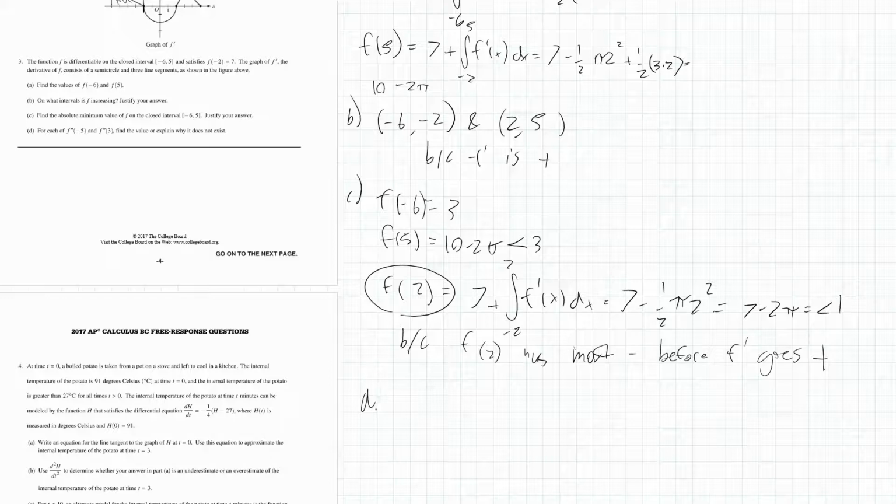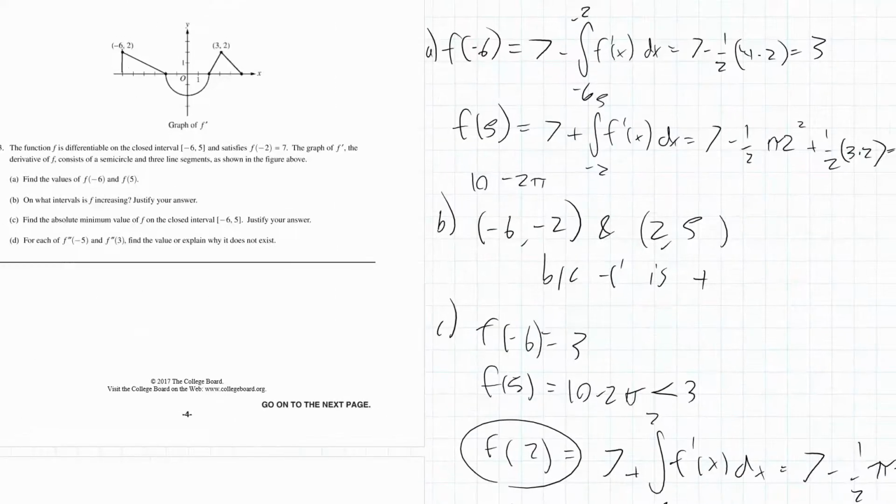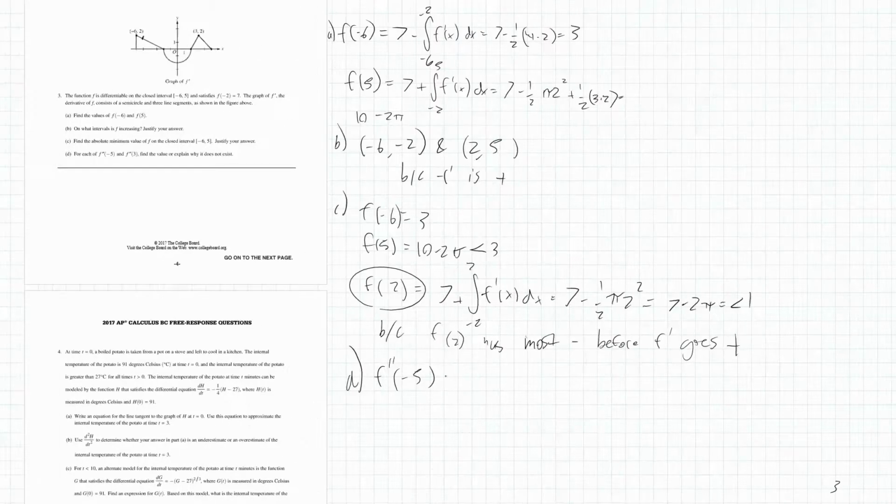And now for D, it asks, for each of f double prime of negative 5 and f double prime of 3, find the value or explain why it does not exist. For the first one, we know that f double prime of a function is just the derivative of the derivative. So if we look for negative 5, which is right there, the slope at that point is negative 1/2. So that is the value.